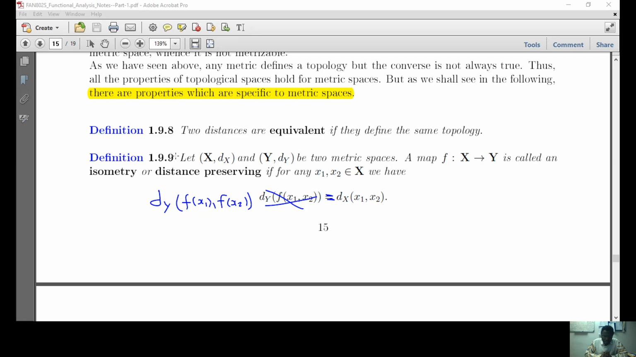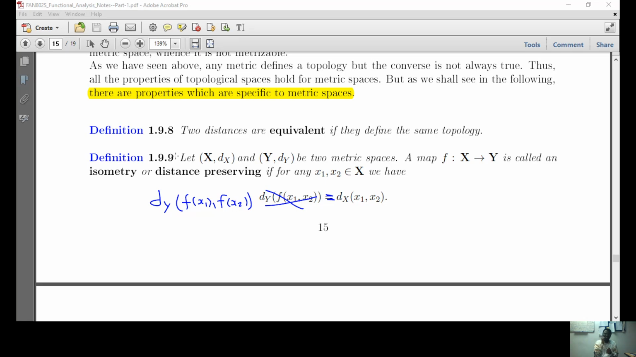So we have two metric spaces, X with d sub X, and Y with d sub Y. Now we have a mapping f from X to Y. That is, from the first metric space (X, d_X) to (Y, d_Y). Those are two metric spaces, and then we have a mapping between the two. Now, that mapping will be called an isometry.